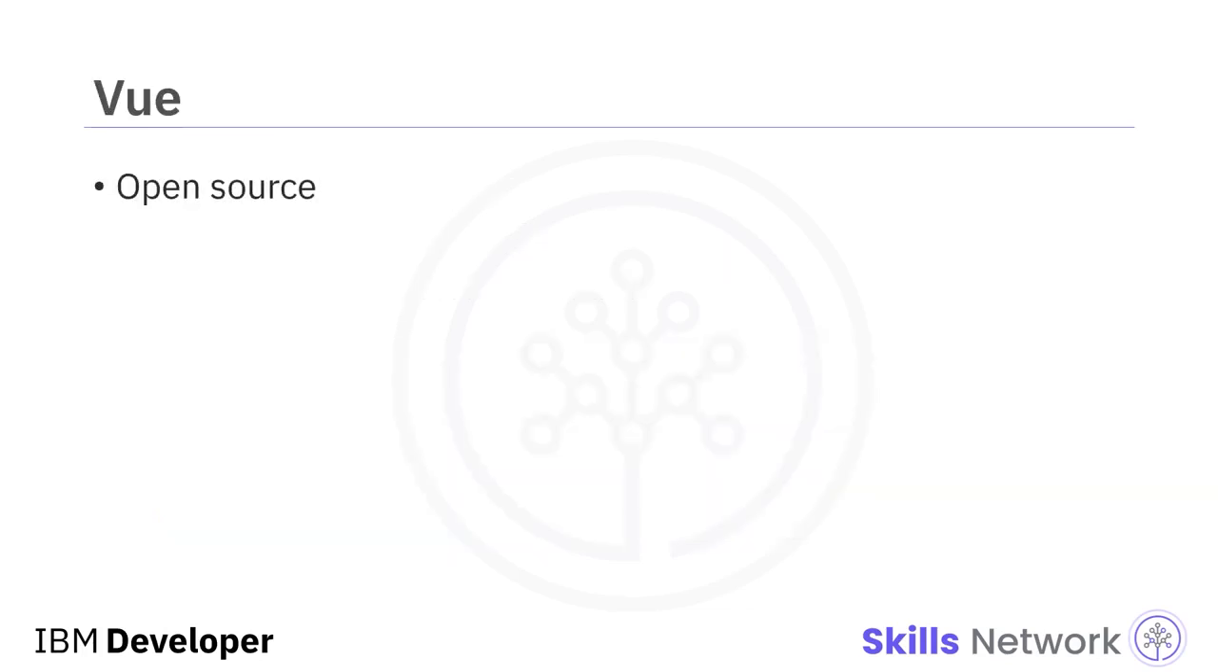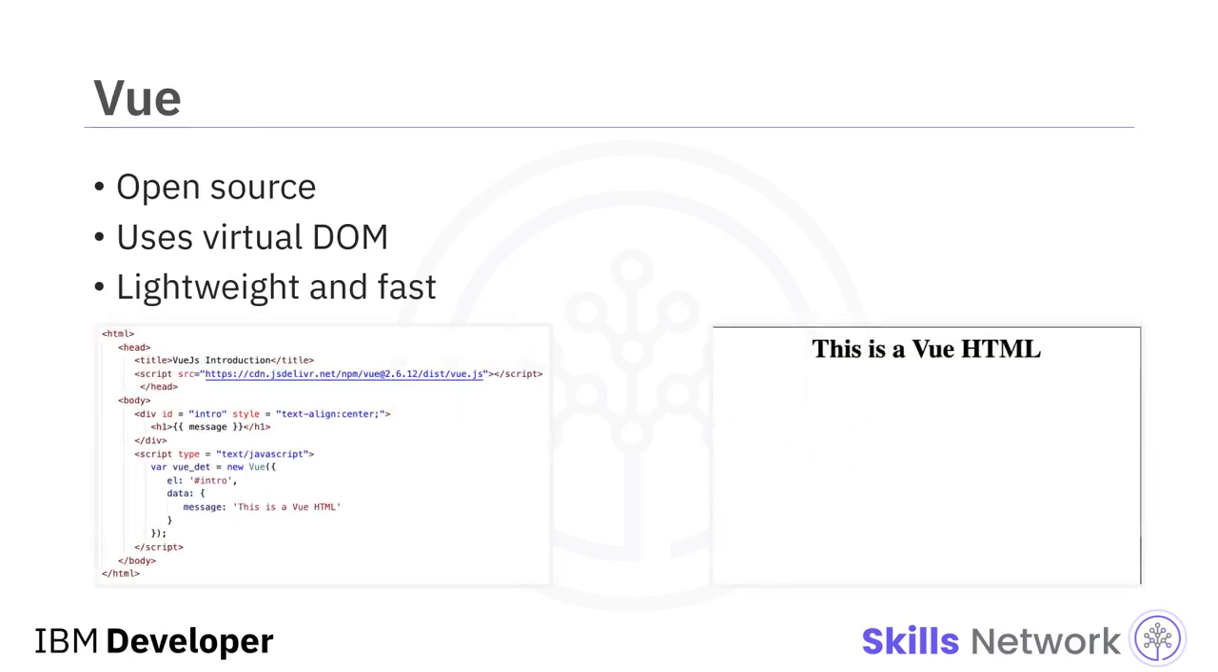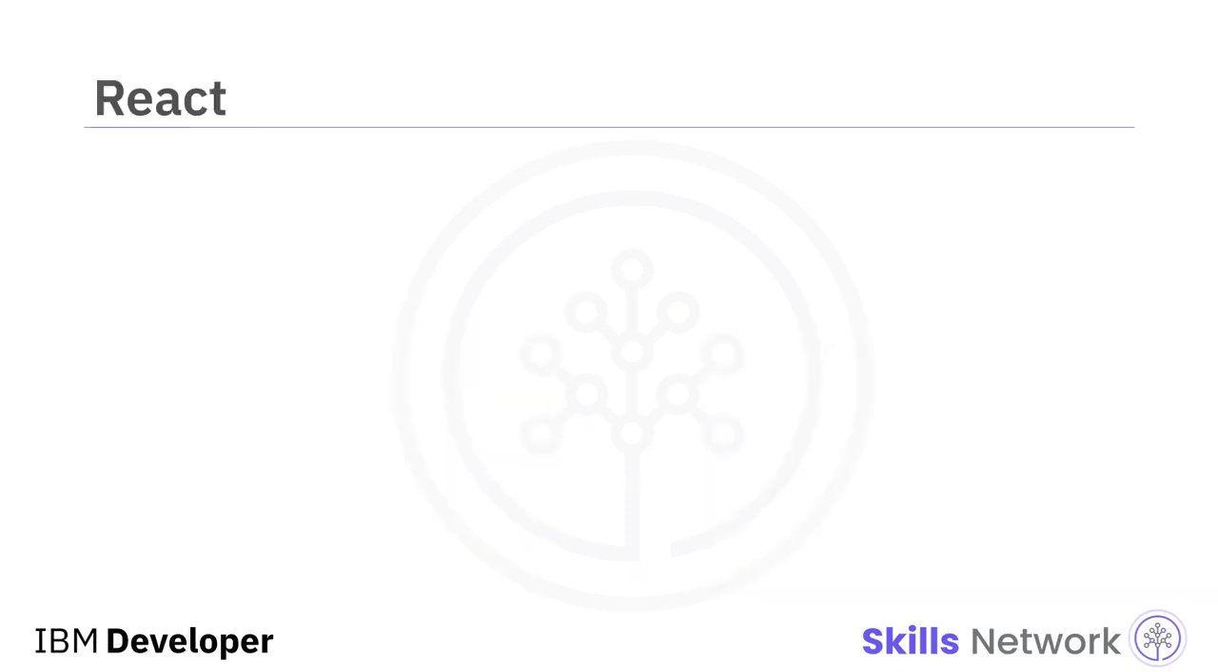Vue is also an open-source front-end framework. It uses a Virtual Document Object Model, or DOM. The HTML is considered as an entire object. As it's very lightweight, it renders fast. Here you see a simple Vue page which is rendered as HTML. The attributes of the Vue object are similar to those of Angular, and binding is available.